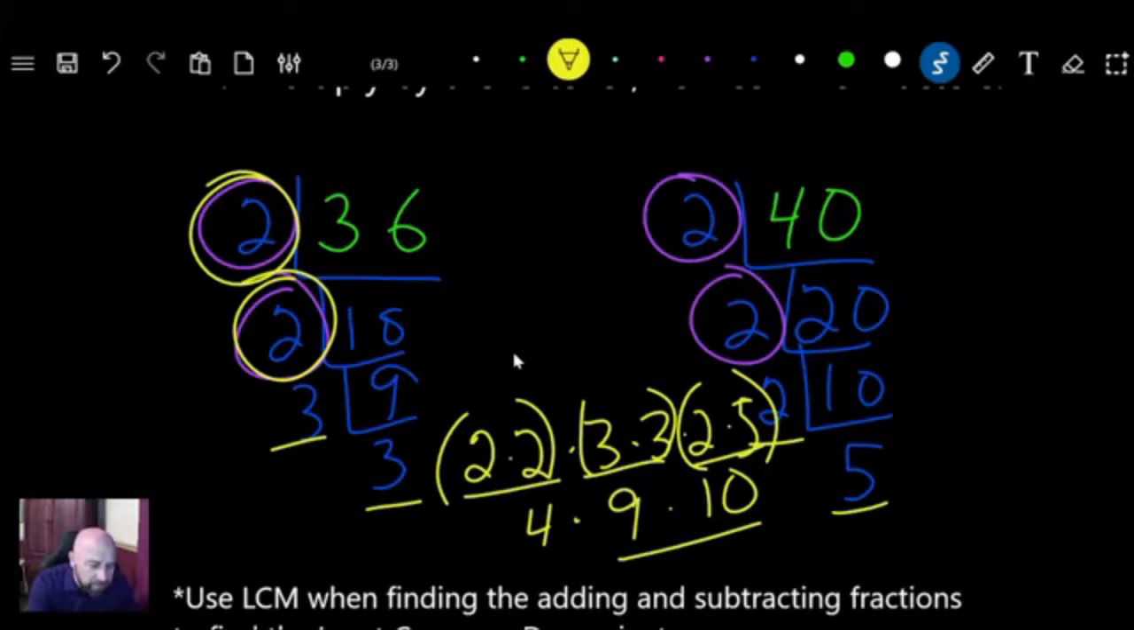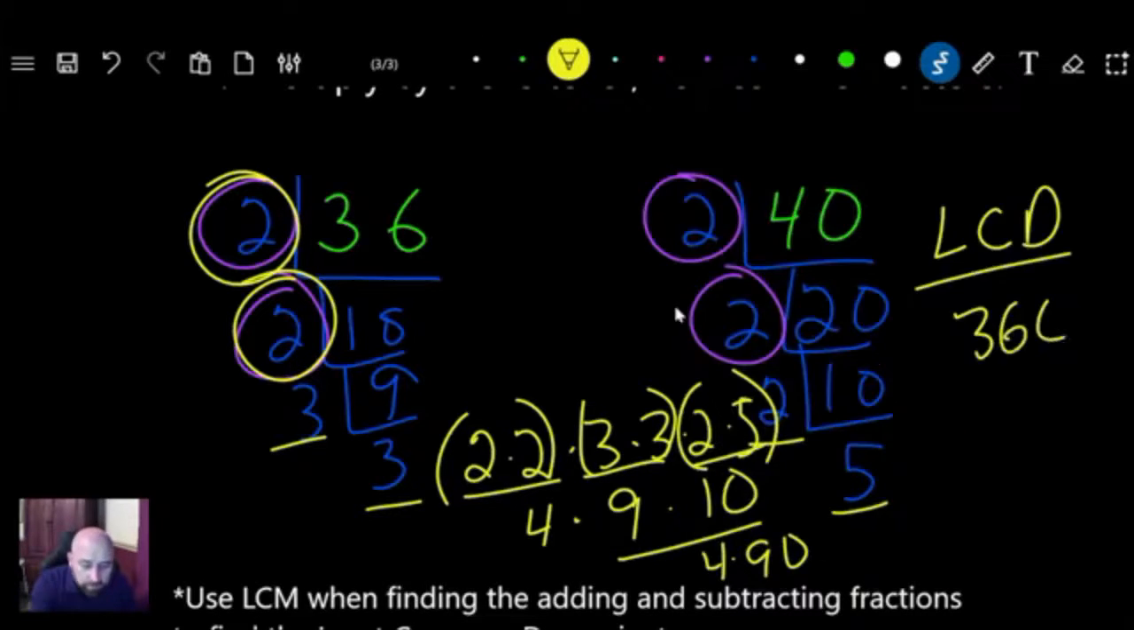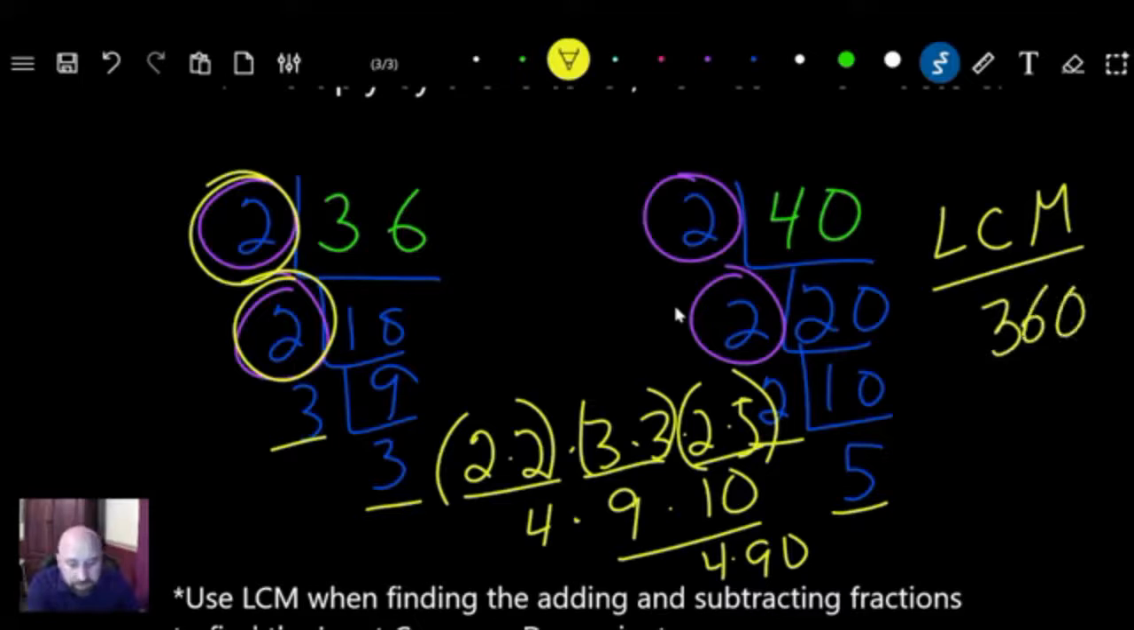9 times 10 is 90 times 4. So 4 times 90. I'll just come over to my calculator and do that. It'll save me a little bit of time. 4 times 90 equals 360. Well, LCM, sorry, is 360.